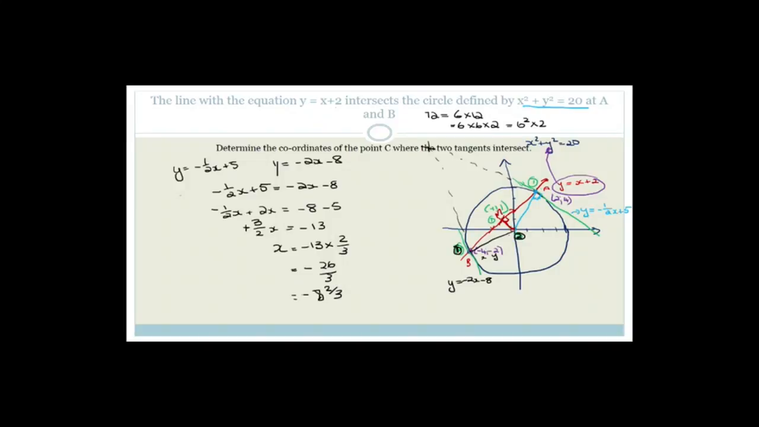Okay, so unfortunately we've run out of time, but we will finish this last question, and then go on to the factor theorem on Monday.